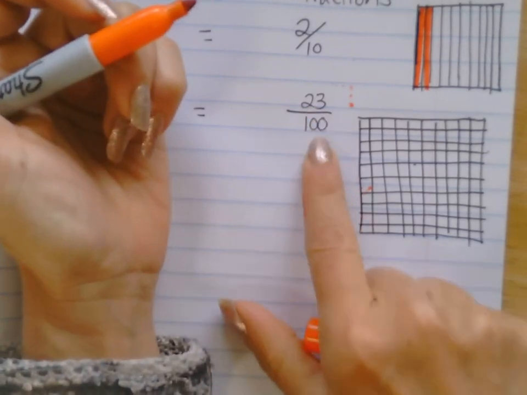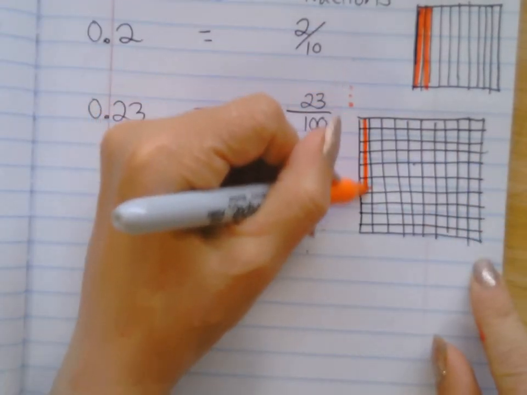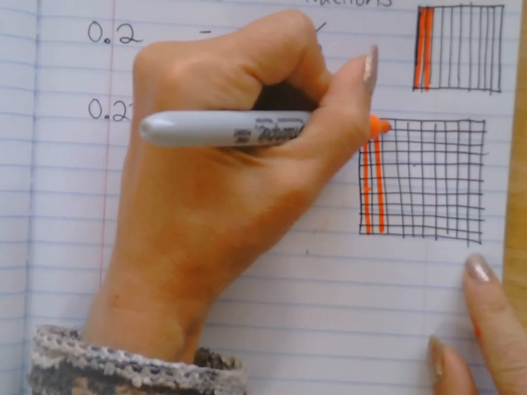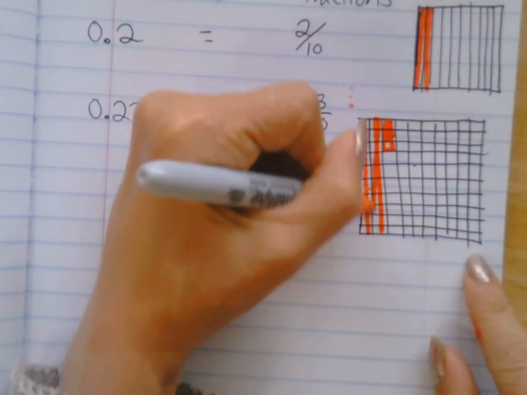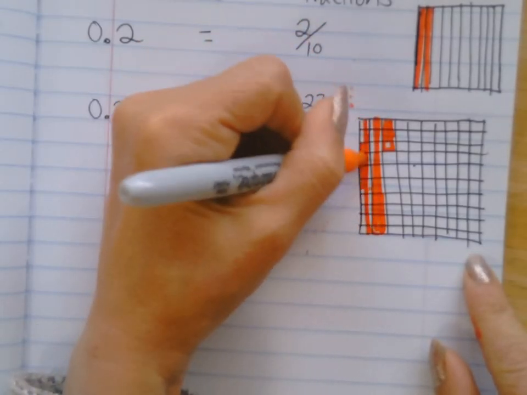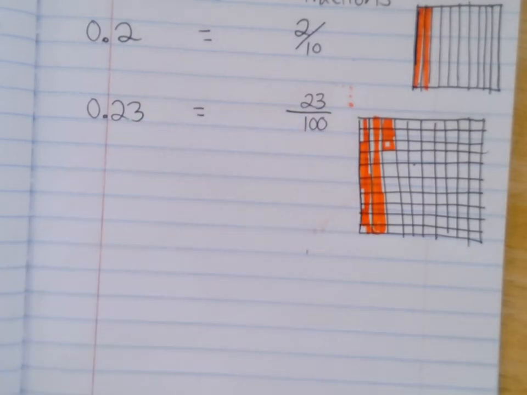So I need 23 of these. Well, I know this is 10, so 10, 20, and then I'm going to color in 3 more boxes, okay? And this visual represents 23 hundredths.